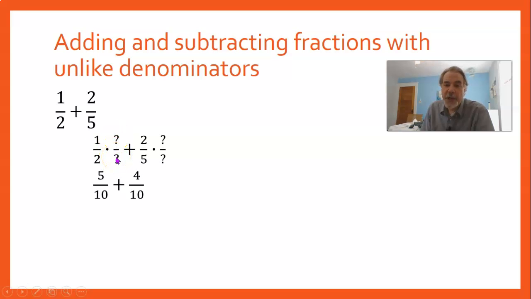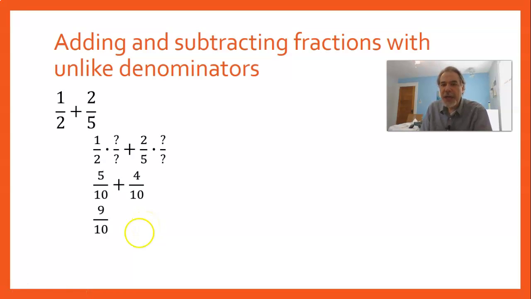And whatever we multiply by on the bottom, we have to multiply by the same thing on the top. So 1/2 times 5/5 is 5/10. 2/5 times 2/2 is 4/10. And now that everything is in tenths, we can add. 5/10 plus 4/10 equals 9/10.